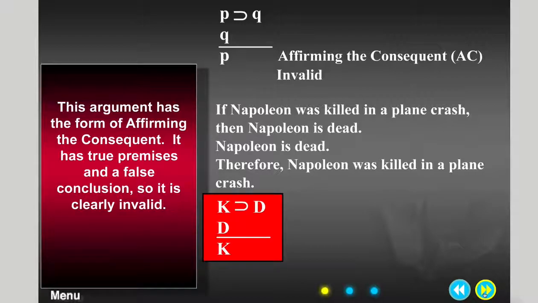If C, then J. Not C, therefore not J. Well, we know that's not modus tollens, because modus tollens would be not J, therefore not C, right? No, we have denying the antecedent. What comes first? The antecedent comes before the consequent. Not C, therefore not J. So therefore, we're denying the antecedent.